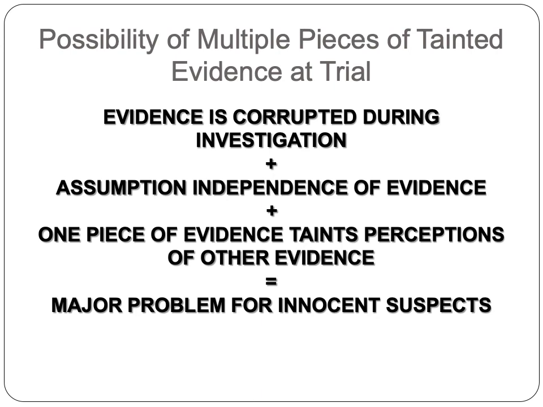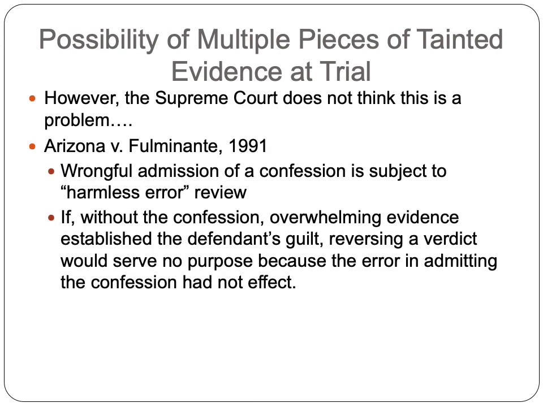Now, with all that being said, we know that there's this possibility of multiple pieces of evidence tainted at trial, but the Supreme Court doesn't think so. And this is one of the things we talked about at the beginning of the semester, about amicus briefs and other things that we need to do to help inform the court. This is one big area where we need to do this. In Arizona versus Fulminante in 1991, a wrongful admission of a confession is subject to a harmless error review, quote unquote harmless error, right? If, without the confession, overwhelming evidence established the defendant's guilt, reversing a verdict would serve no purpose because the error in admitting the confession actually had no effect.